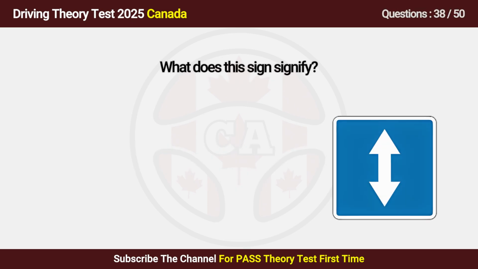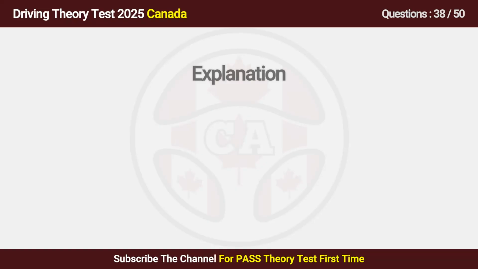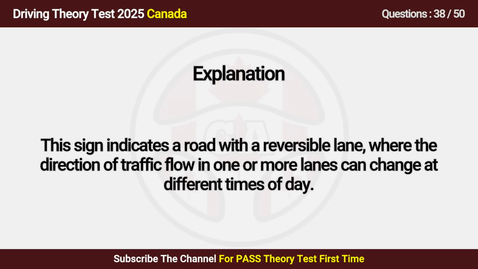Question 38. What does this sign signify? A. One-way traffic. B. Reversible lane road. C. Divided highway. D. Emergency lane. Answer is B. Reversible lane road. This sign indicates a road with a reversible lane, where the direction of traffic flow in one or more lanes can change at different times of day.